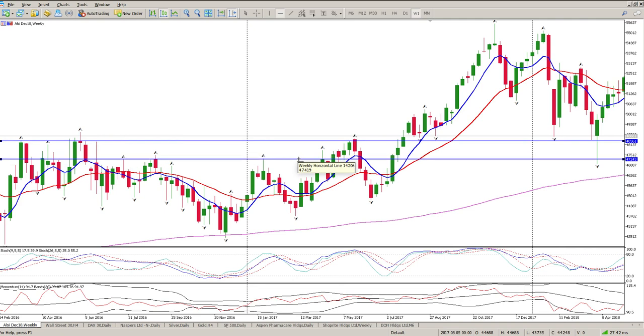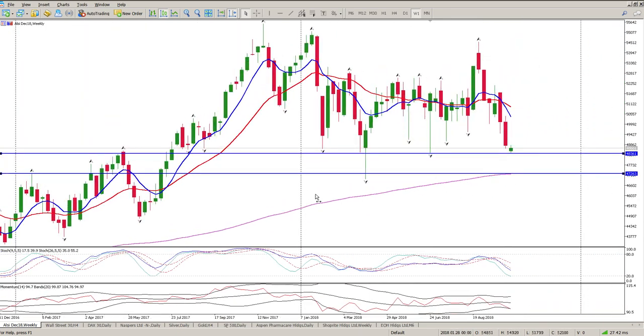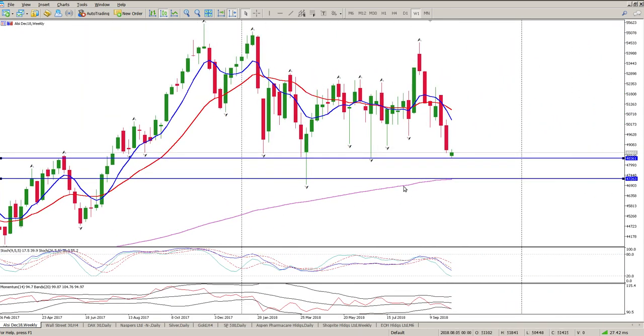we can pretty much line up with as many of these tails as we possibly can. You see there, a little bit here, this day, there, and quite a few here. And that also lines up with the weekly 200 moving average.